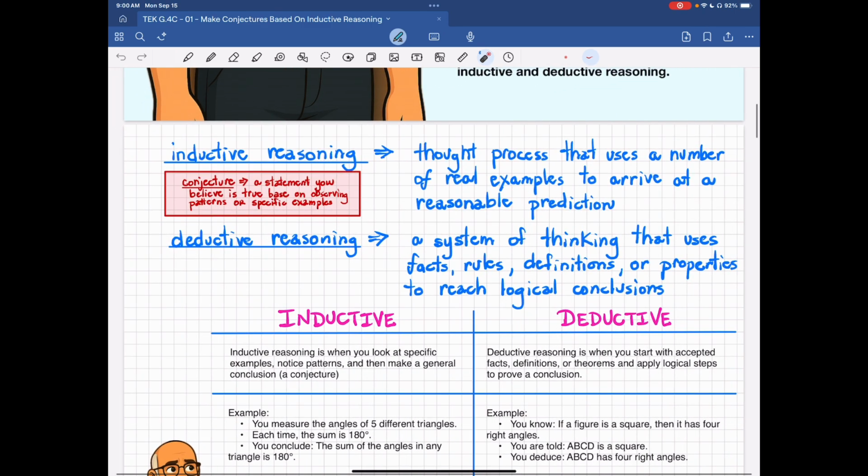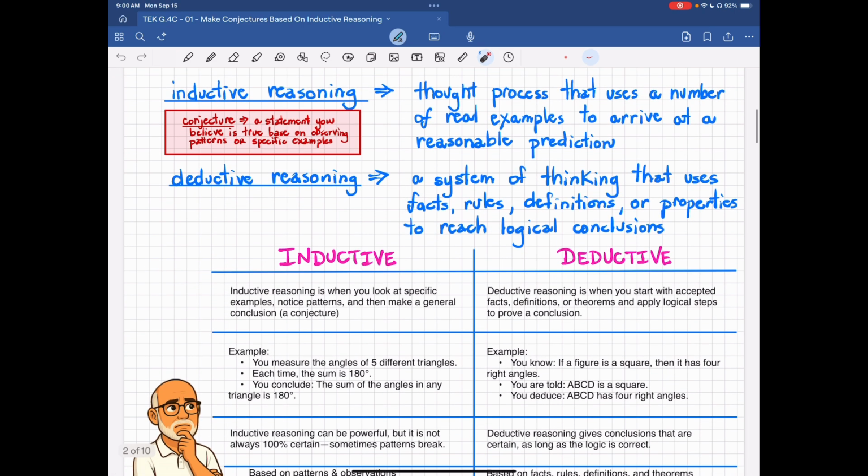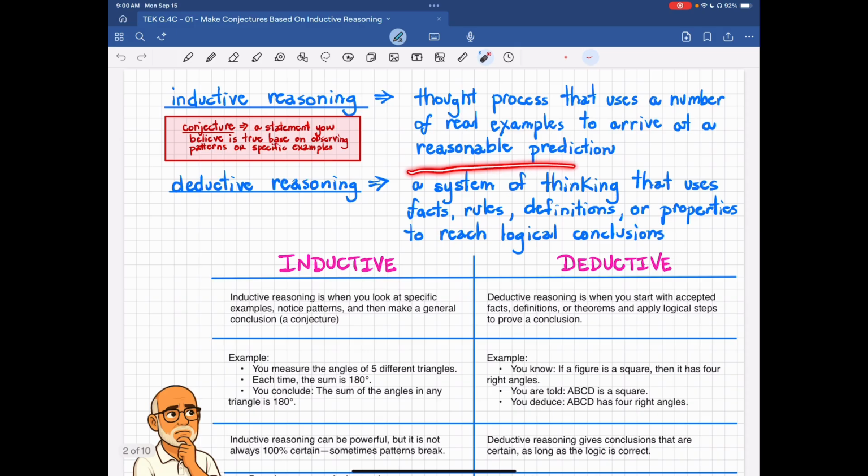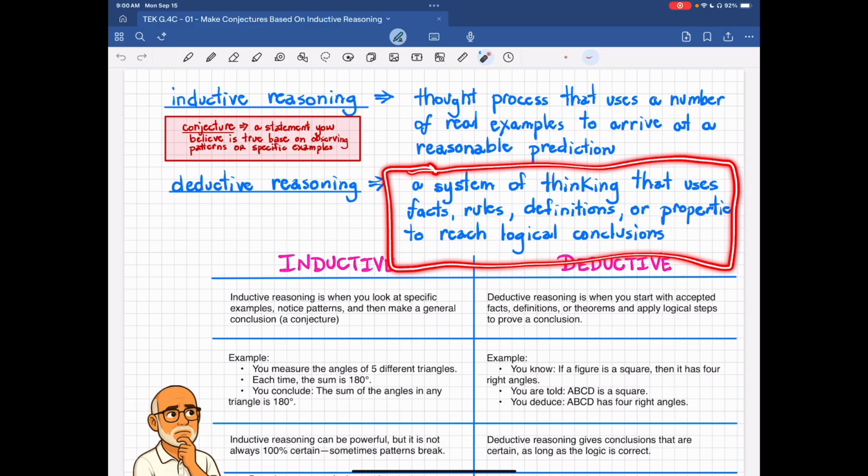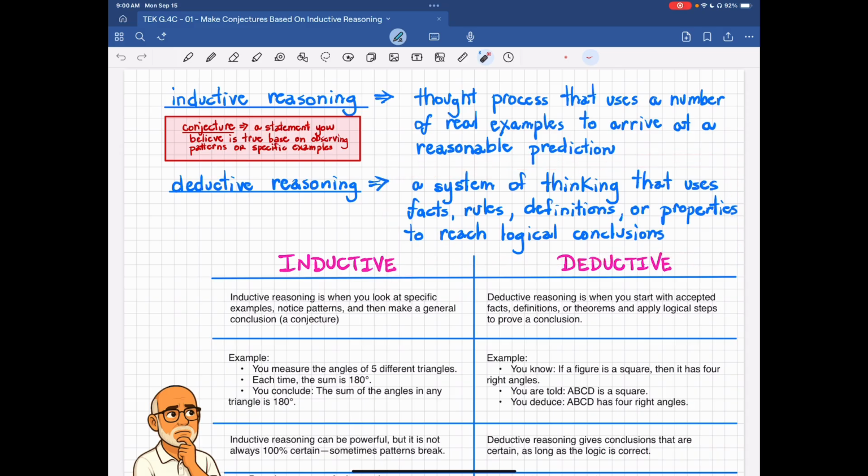Deductive reasoning, right here, is a system of thinking that uses facts, rules, definitions, or properties to reach logical conclusions. Again, I want you to hear what it uses. It uses facts, it uses rules, it uses definitions, and it uses properties. And why? Because we are going to reach what we call a logical conclusion.